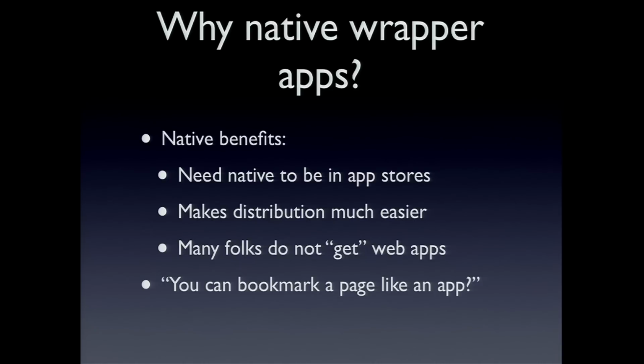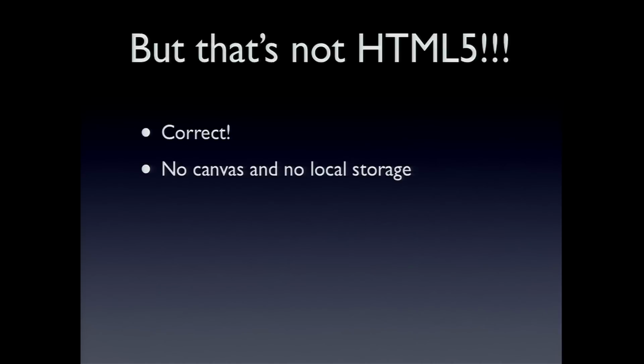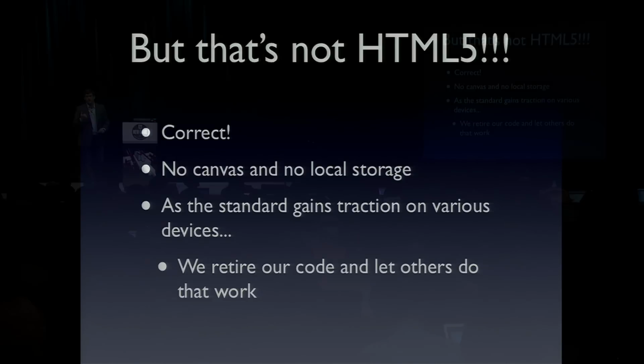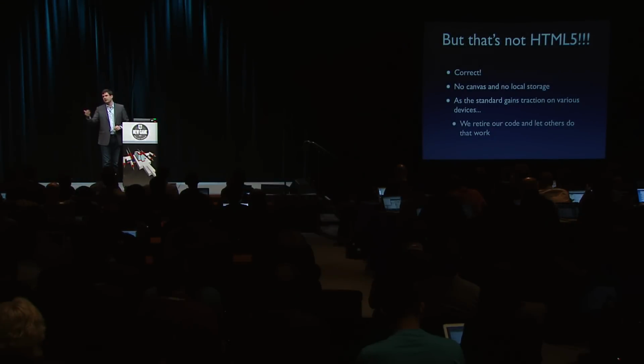So, I'm probably saying, but Justin, that's not HTML5. You're writing native code. Yeah, you're right. But the problem is that on the vast majority of devices that are out there, especially older devices, there's no canvas and no local storage to speak of. And as the standard gains traction, as devices get better and better, and the device manufacturers start incorporating various elements of the standard into their devices and into their native software, we're happy to retire portions of our code. But for us, it wasn't an option. We couldn't rely on them providing that level of functionality.